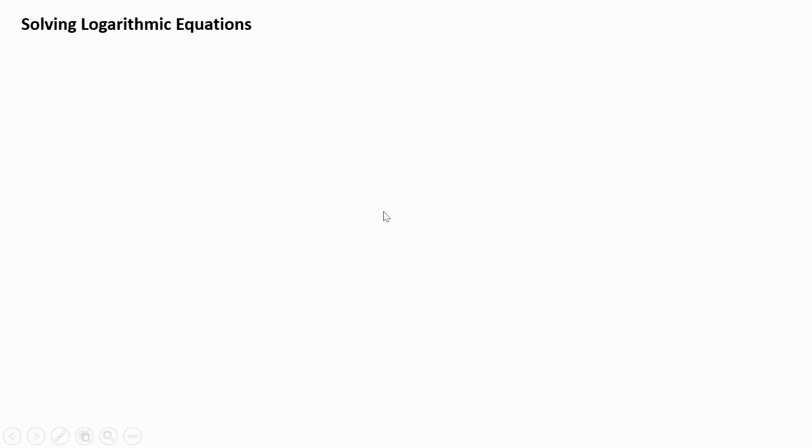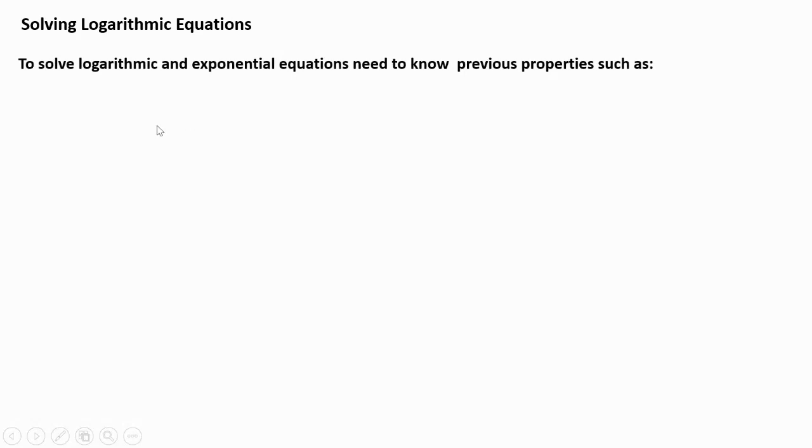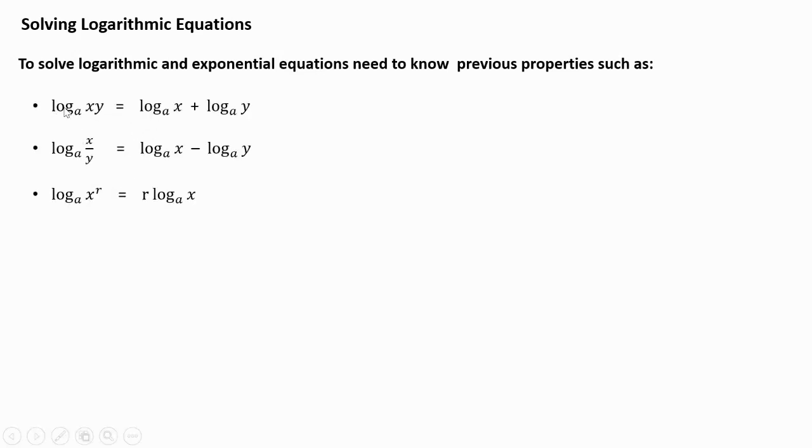So let's continue. Now comes solving logarithmic equations. To solve logarithmic and exponential equations, you need to know the previous properties, such as these here on the left, called the single log, and on the right, the expanded form.